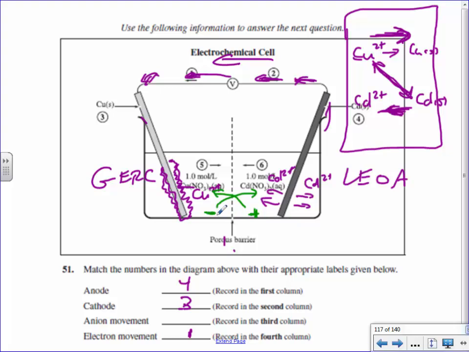See my negatives right here? They're going to need to migrate over here to counterbalance all these positives right here. And positives right here are going to have to migrate over here to replenish all the ones that are being lost. So anion movement happens to go towards the anode. So that's going to be number 5 then.